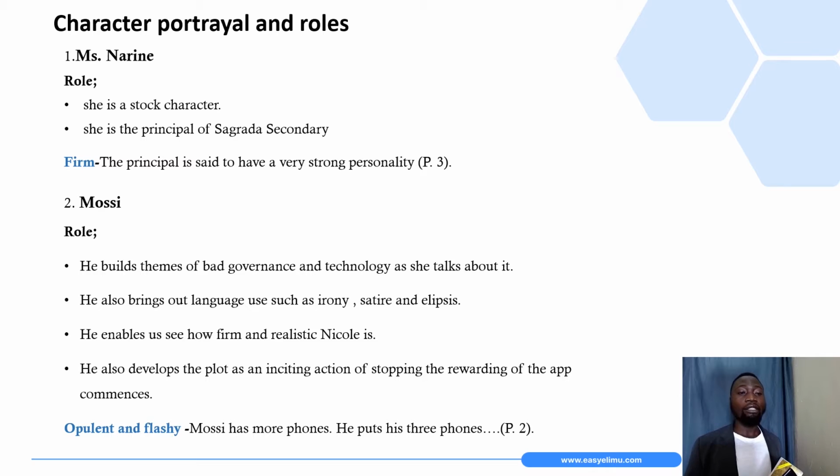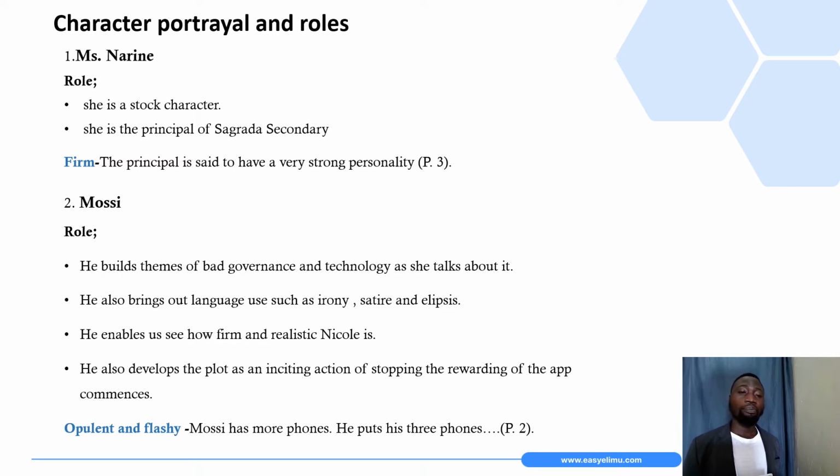Remember again, when looking at someone's character portrayal, we can look at the inward character or the outward character. Inward character is all about the behaviors and someone's thoughts, someone's opinion towards a particular issue. When we talk about the outward character trait, we can talk about what we are able to observe physically with our eyes.